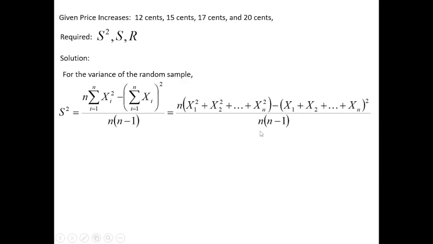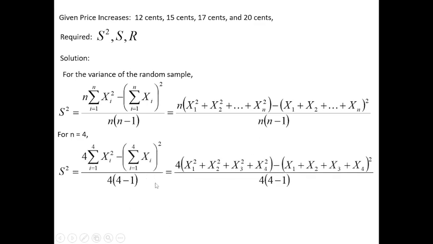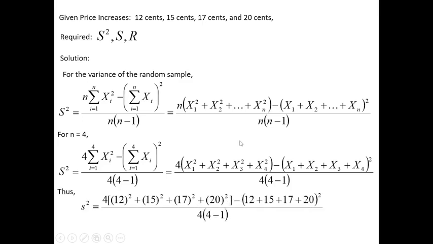Now applying this formula for n equals 4, and we arrive at an answer of 11.33 square cents. So that is our answer. We have a total number of 4 observations. N is 4. The price increases are as follows: 12 cents, 15 cents, 17 cents, and 20 cents.